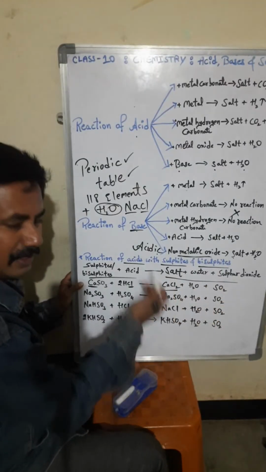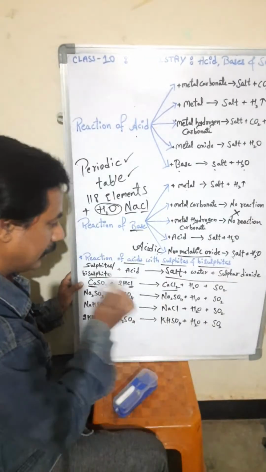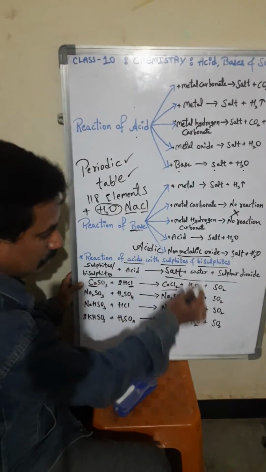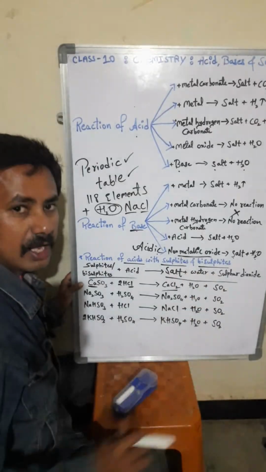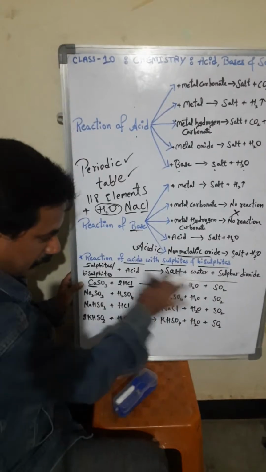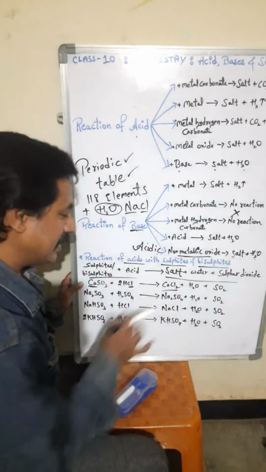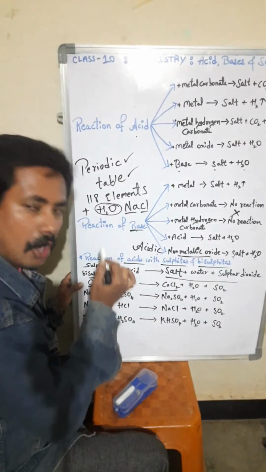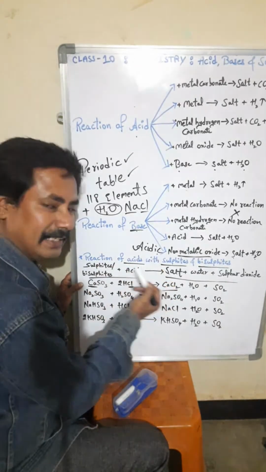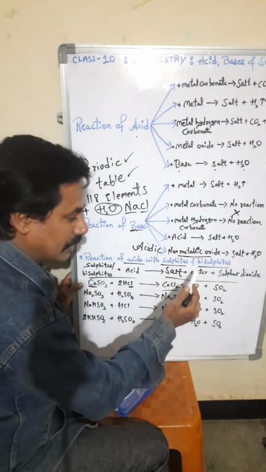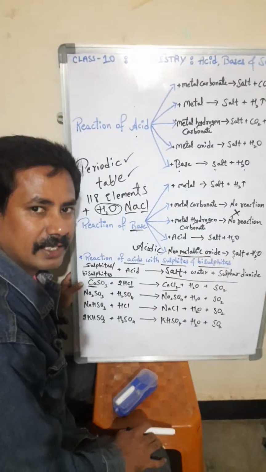Salt, there are different formulas according to their names. So these all are salts, these all are water, these all are sulfur dioxide. If you remember this general formula, it will become very easy, students. Very easy. General formula is very important. Sulfite or bisulfite, when they are reacting with acids, gives salt plus water plus sulfur dioxide.